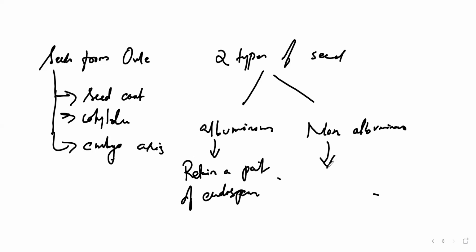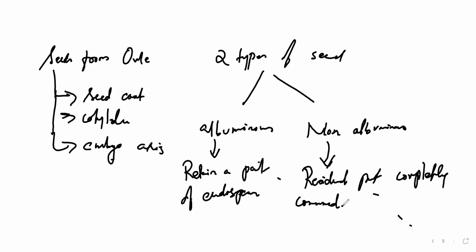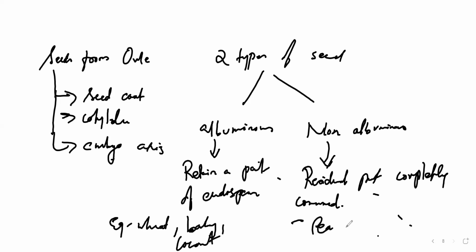Whereas in the non-albuminous, what will happen? There will be no residual part of the endosperm at all. It is completely consumed. For example, if you take albuminous, here you can take wheat, then barley, coconut, all those. Whereas over here, peanuts, pea, then you can take groundnut, beans, all those you can include over here.